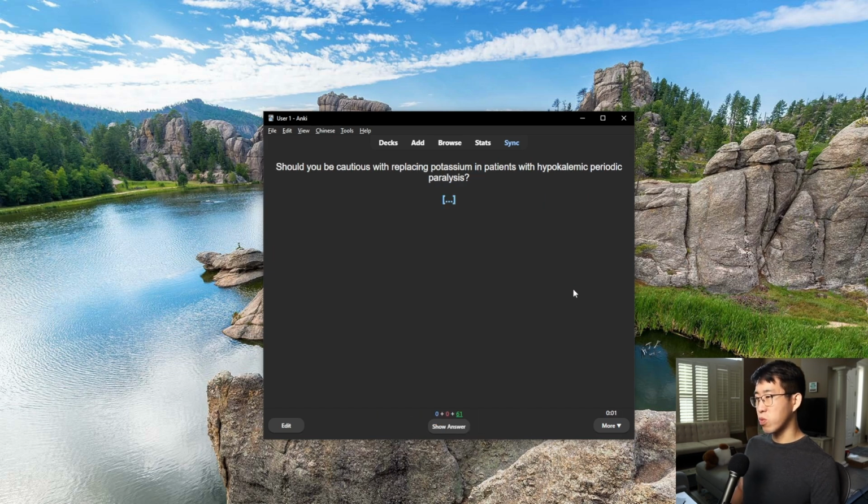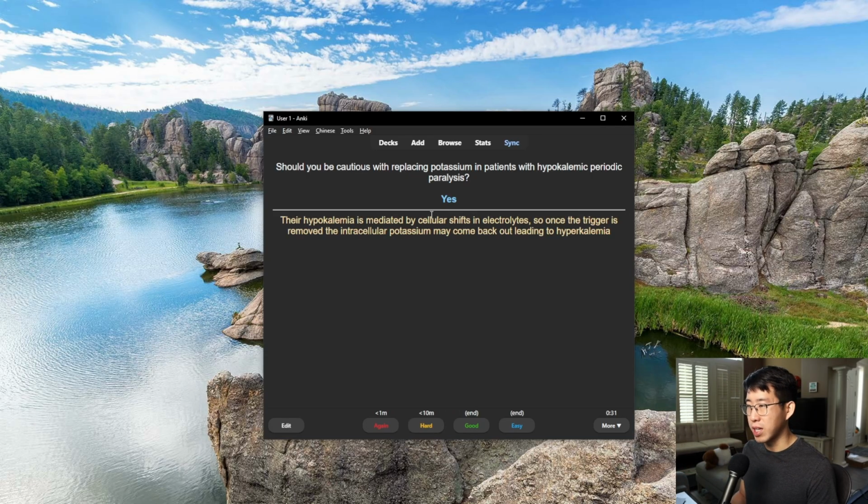Should you be cautious with replacing potassium in patients with hypokalemic periodic paralysis? These patients are going to be coming in with very low potassium levels, but you should not replace it too quickly because most of the reason that they have low potassium is due to intracellular shifts. So as their periodic paralysis resolves, all of that intracellular potassium is going to go back into the bloodstream. And if you had already replaced them with a ton of potassium, they're going to become very hyperkalemic. So be very cautious when you're replacing potassium in these patients.